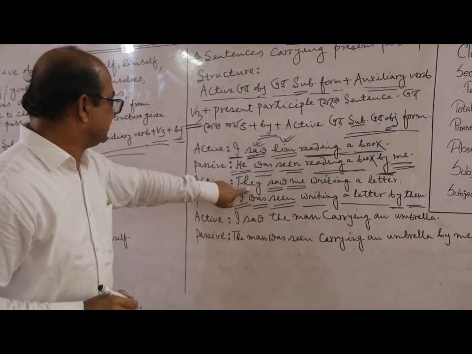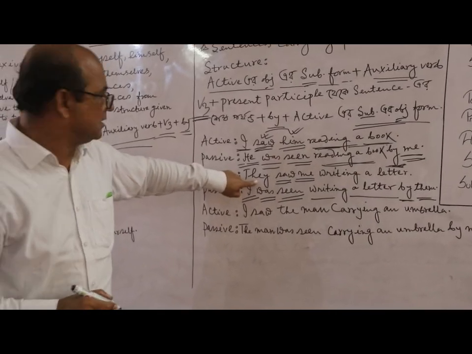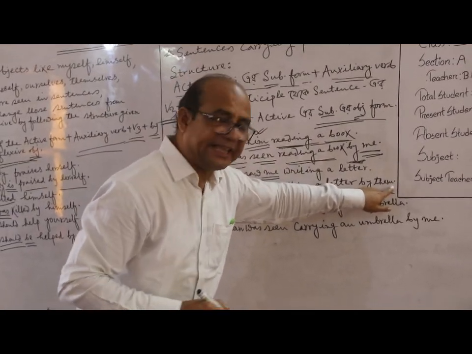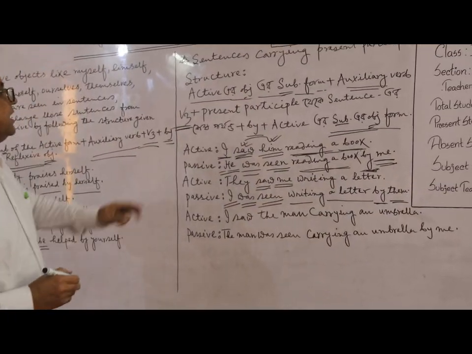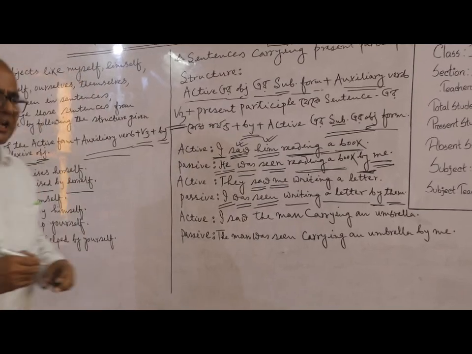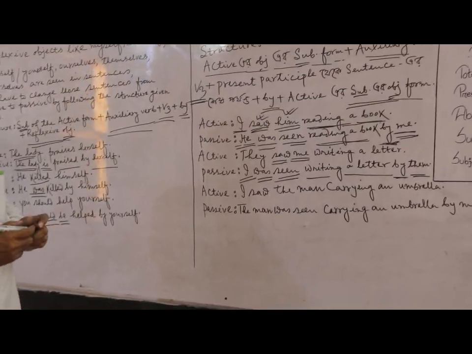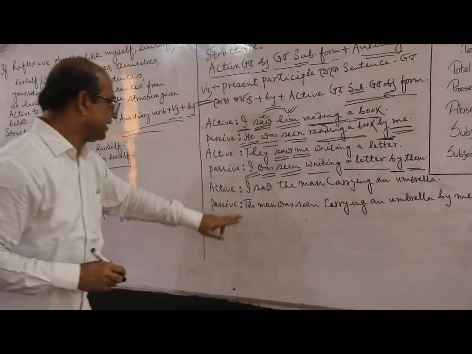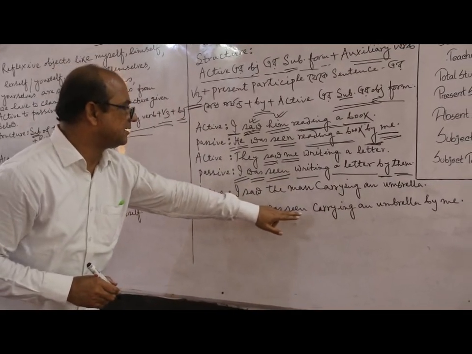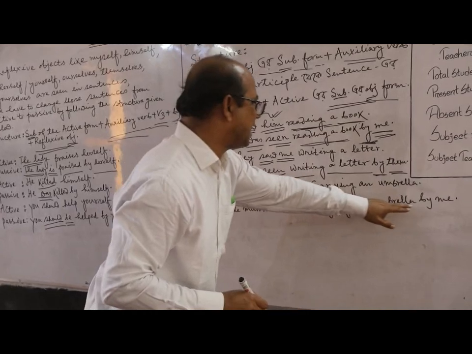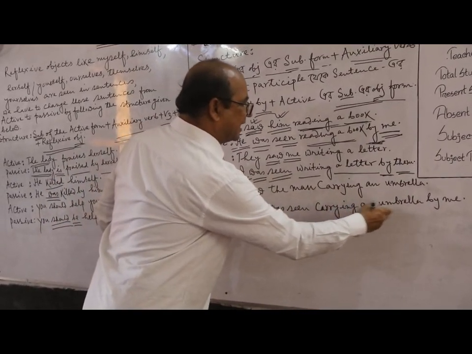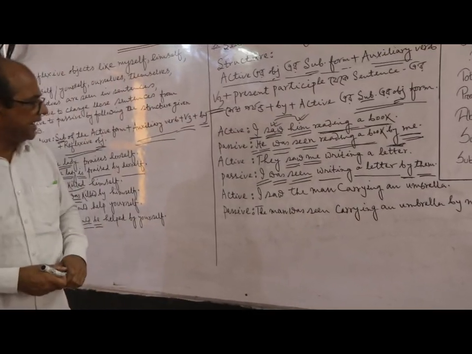Then that means "they" was the subject of the active mode. That's why I have used "them" instead of "they," according to the structure I have given. Next one: I saw the man carrying an umbrella. The man was seen carrying an umbrella by me.